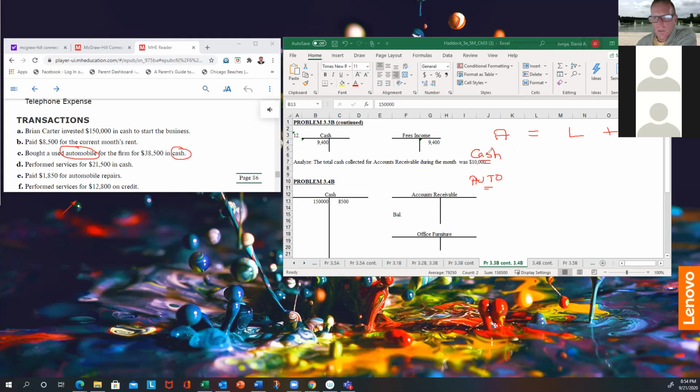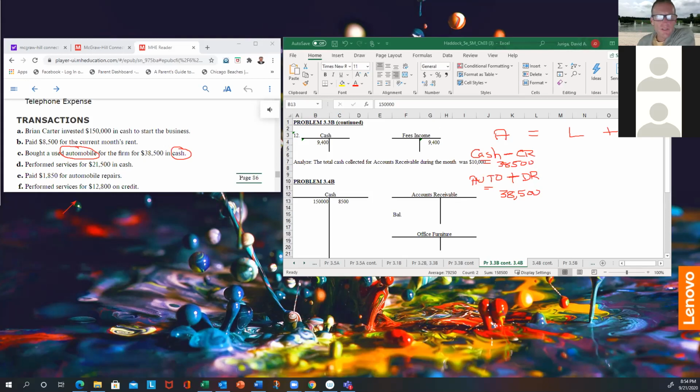Cash is going to do what, guys? Increase or decrease? Decrease. Does everybody say decrease? Yes. That means credit. Automobile, therefore, has to increase, which means debit. So you decrease cash 38.5, and increase automobile with a debit of 38.5. So that's how it hits the equation, and this is how it affects your debits and credits.